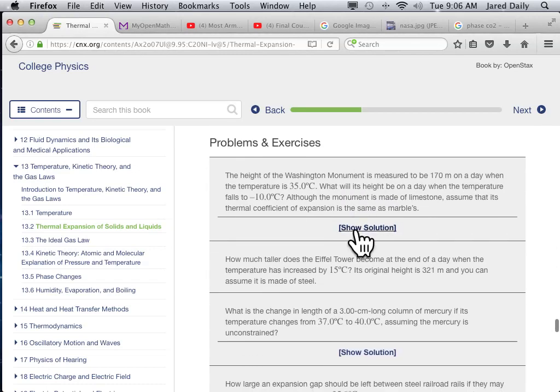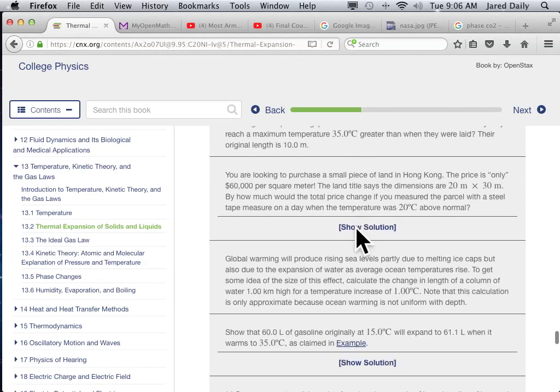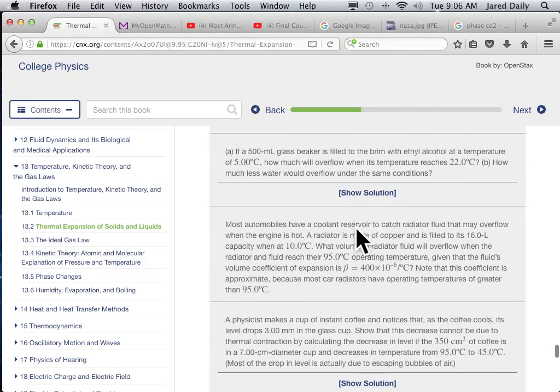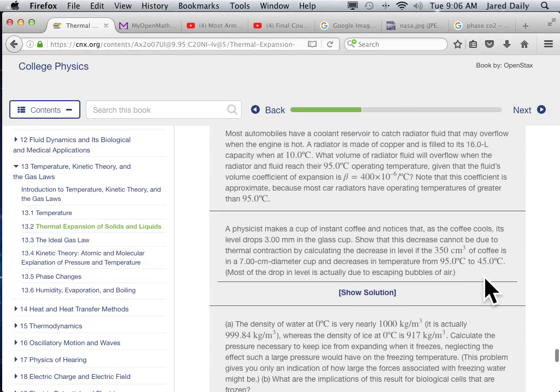Okay, so in this one, he makes a cup of coffee and notices that as it cools, the level of the coffee drops. So he's got this cup, and when it's hot, it's at this level, and then later on, when it's cool, it's at a lower level. So there's a change in volume, right? There's volume initial and volume final, and temperature initial and temperature final. We've got two things that have changed so far.